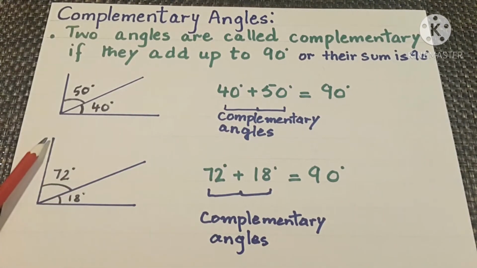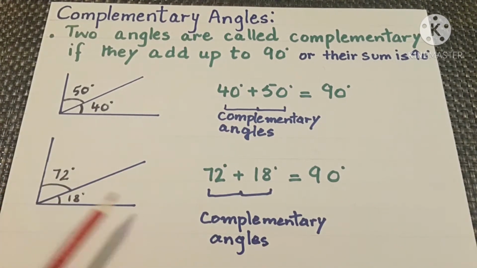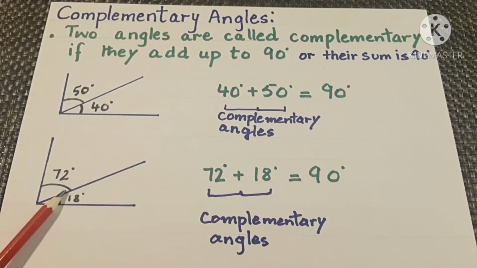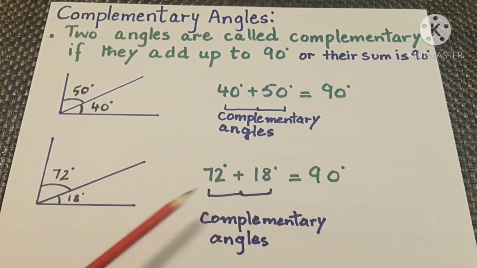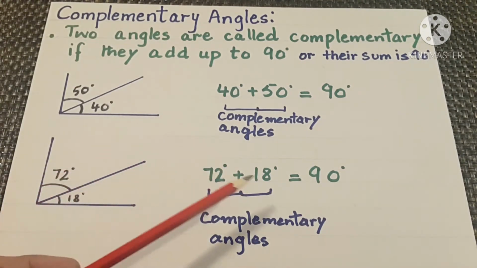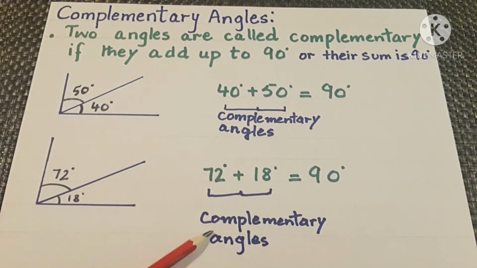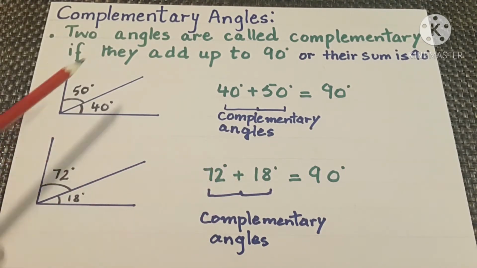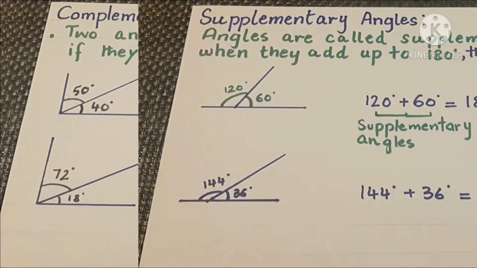Now similarly in this figure also you can see there are two angles. One angle is of 18 degrees. The other is of 72 degrees. When we add them, we get 90 degrees. So, the angle 72 degrees and the angle 18 degrees, both the angles are called complementary angles. Hope you have understood this concept.